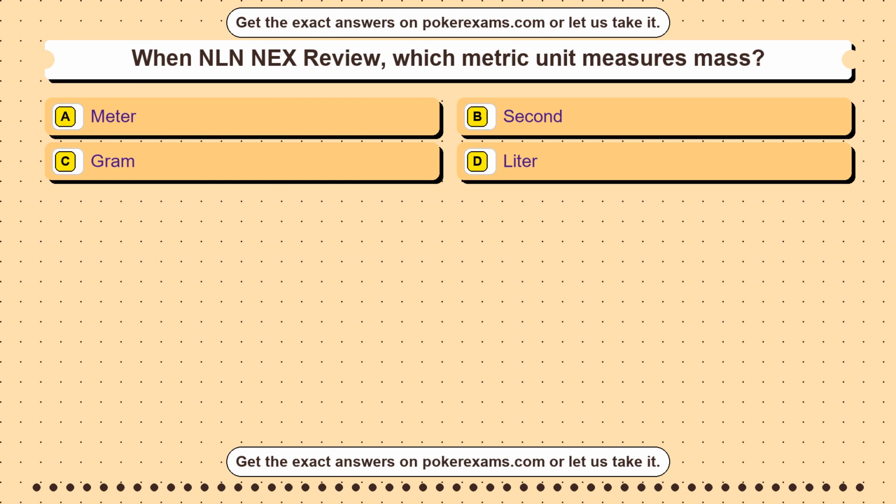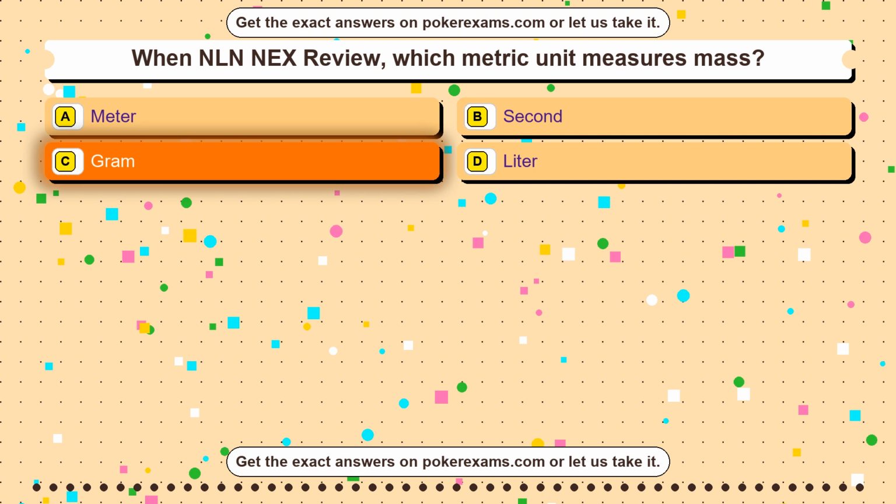Question 19. When taking the GED reading practice test, which government system lets citizens vote for representatives? Option A: dictatorship. Option B: oligarchy. Option C: representative democracy. Option D: absolute monarchy. The correct answer is option C.